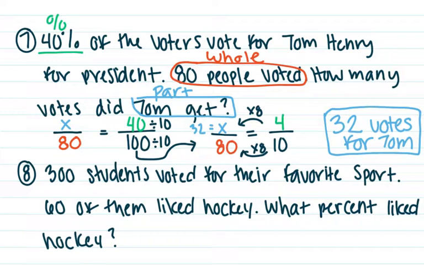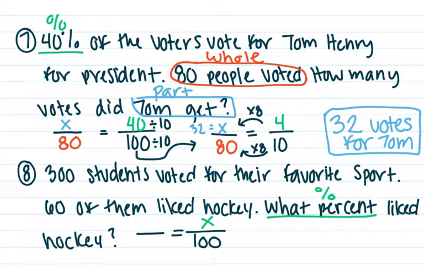It says 300 students voted for their favorite sport. 60 of them liked hockey. What percent liked hockey? So we're going to set up that proportion again. Now, I'm looking and I see no percent sign, and it says what percent. I am missing the percent, so my X is going to go on top of 100.